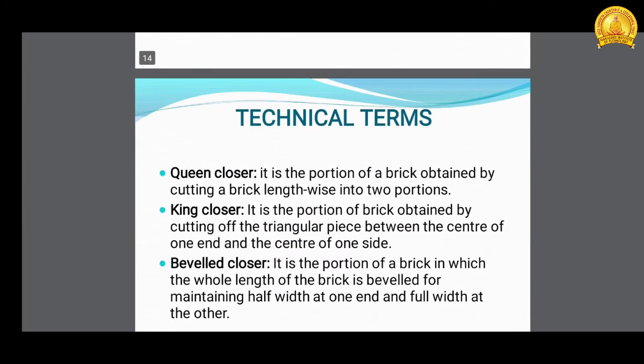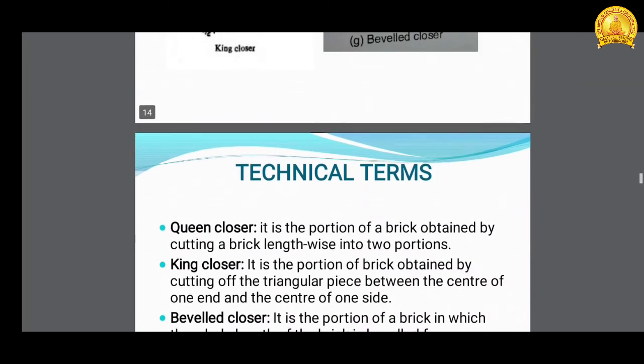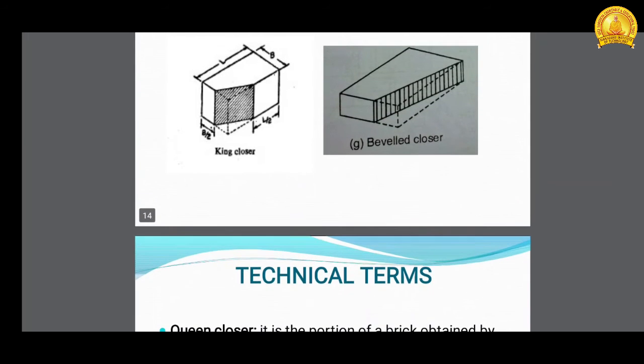And next one is king closer. It is the portion of a brick obtained by cutting off the triangular piece between the center of one end and center of one side. From the figure of king closer it is clear.